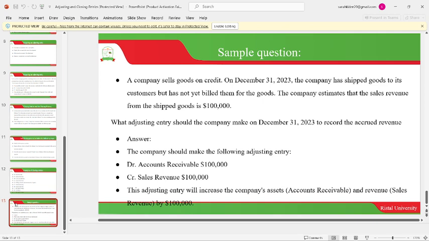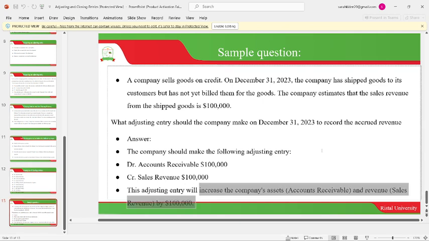So let's look at the answer. The company should make the following adjusting entry. So the company will debit accounts receivable and then it will credit sales revenue. This adjusting entry will increase the company's assets, which is accounts receivable, and then the revenue also will increase by 100,000.